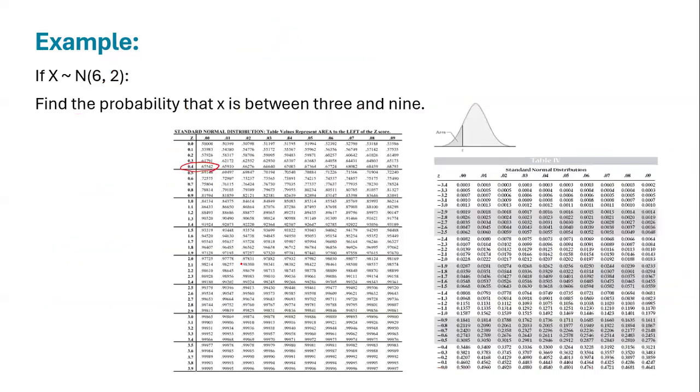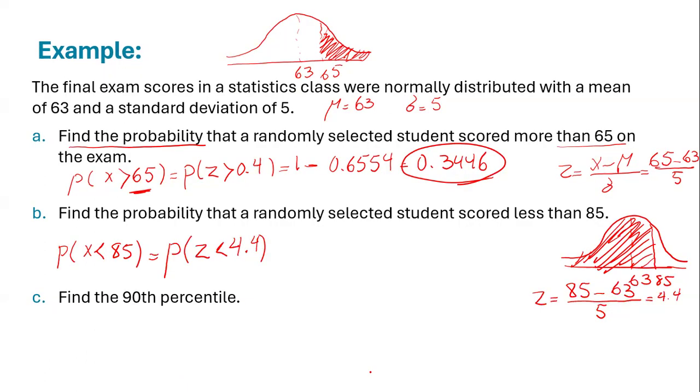If I go back to the previous slide and look for 4.4 in the positive z part of the z table, the greatest number that we have is 3.9, which means if you get any number more than that, you can just use the highest number in the table, which is 0.9999. So the answer for this one is also 0.9999. As you see, it's so close to 1. That means almost 100% of the students score less than 85.